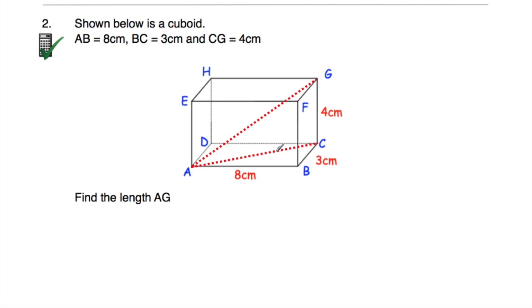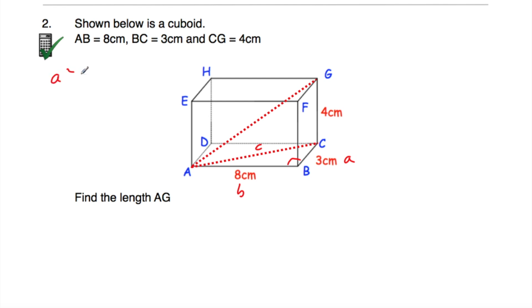So it'd be fantastic if we could work out the length of AC. To find the length of AC, we're going to look at this base. If we look at the base of the cuboid, we have got a right angle triangle here, ABC. If you join up the opposite corners of that rectangle, you'll have a right angle triangle there. So AC would be the hypotenuse of that right angle triangle. A and B are the 2 shorter sides. I'm just going to label them A and B, and C would be the longer side. So let's use Pythagoras' theorem to work out the length of AC.